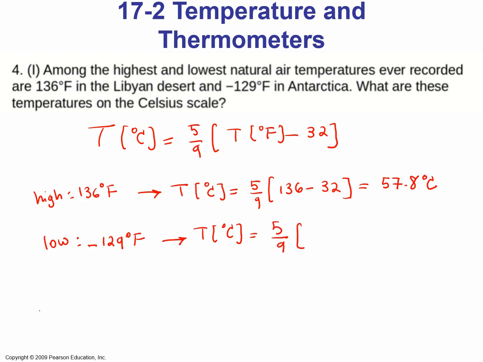And for the low temperature, which was minus 129 degrees Fahrenheit, we convert to degrees Celsius as 5/9 times (minus 129 minus 32), and that gives us minus 89.4 degrees Celsius.